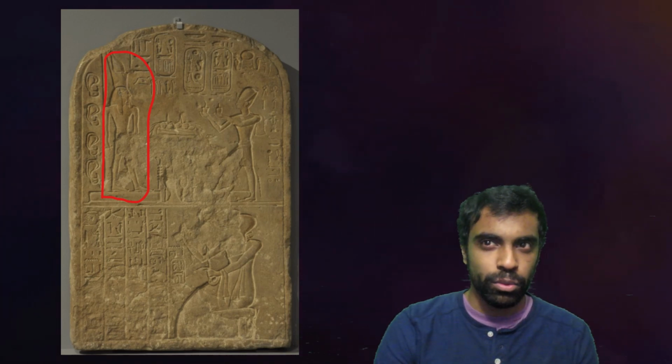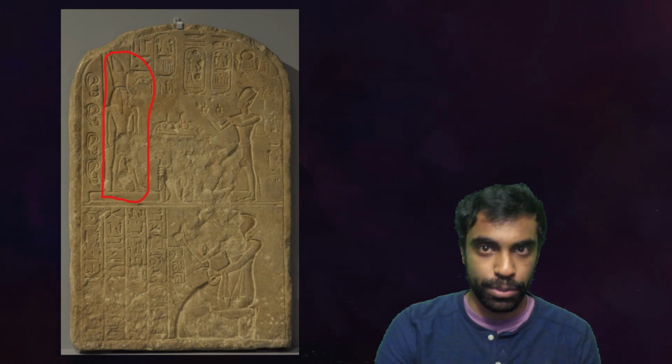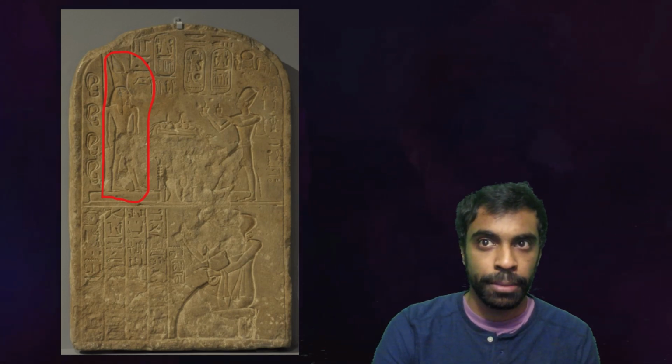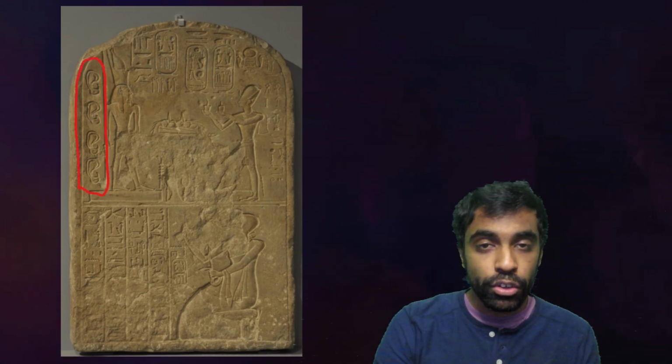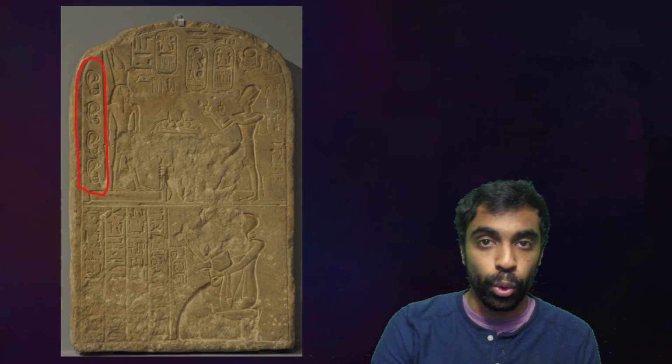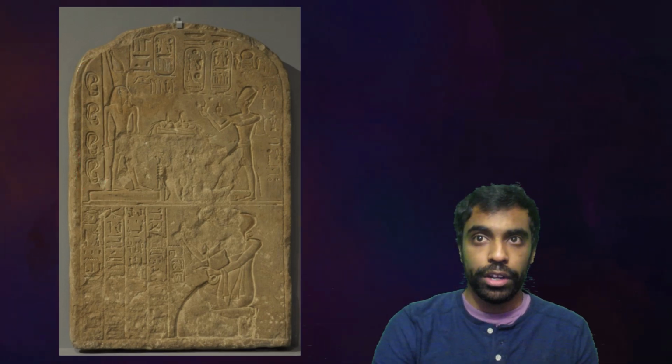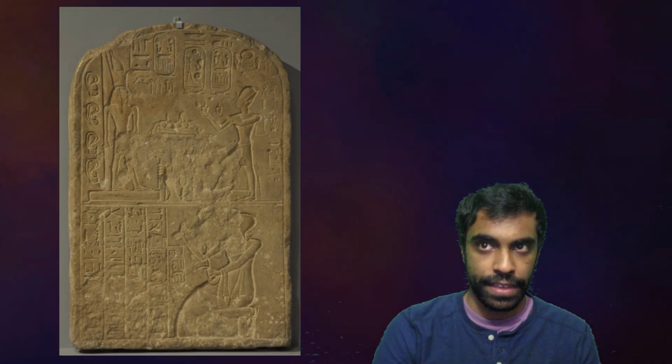But what is the Ka, and why is it depicted as a statue of the same person who's making an offering to it? Like, imagine if you were worshipping a statue of yourself. Also important to note, take a look at what's behind the statue. 4 human ears.